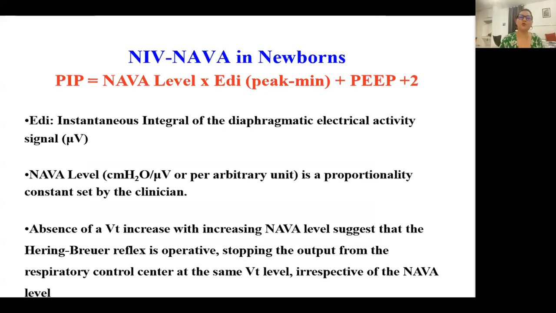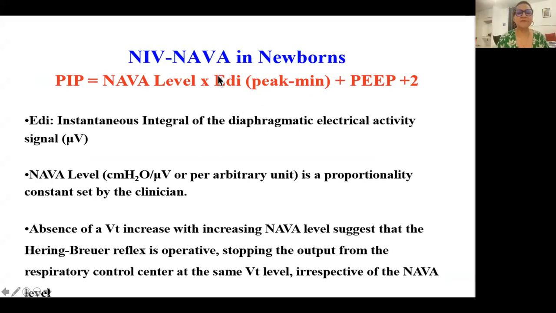So how do you set NIV NAVA in a newborn? The PIP will be equal to NAVA level into EDI peak minus minimum, plus PEEP, plus 2. And in invasive NAVA, it will be NAVA level into EDI peak minus minimum plus PEEP. Here you won't add 2.